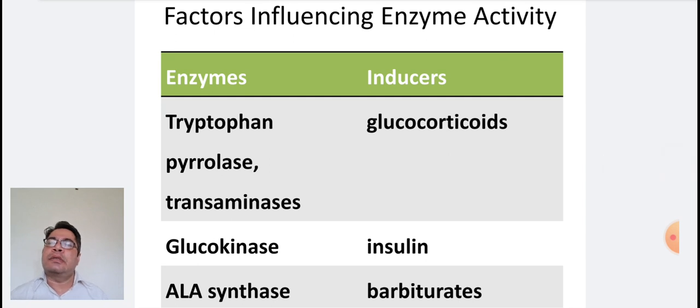Here are certain examples and their inducers. Tryptophan pyrrolase and transaminases: their inducer is glucocorticoids. For glucokinase, insulin is an inducer. For ALA synthase, barbiturates are inducers.